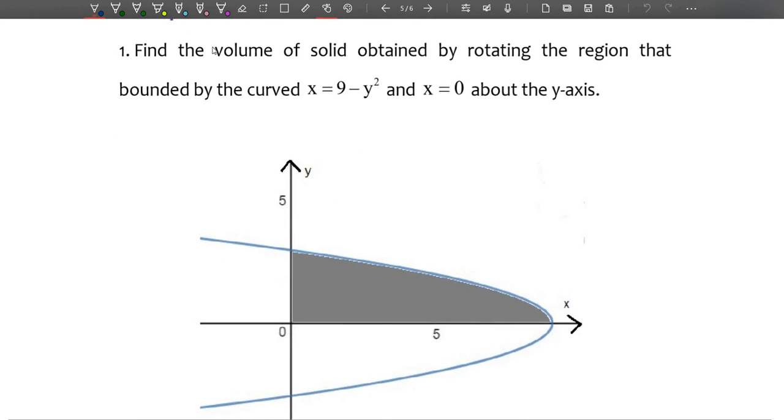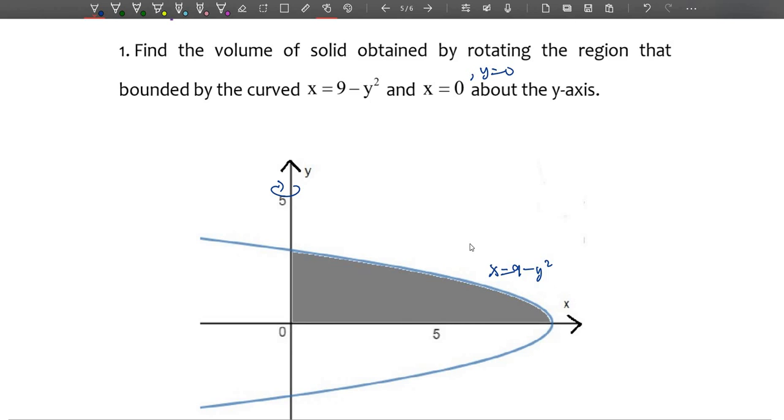Next, let's look at the example. The first one: find the volume of the solid obtained by rotating the region bounded by the curve x equal to 9 minus y squared and the line x equal to 0 about the y-axis. So that means it rotates here. I think the question actually meant not x equal to 0 but y equal to 0, because the graph is bounded here.